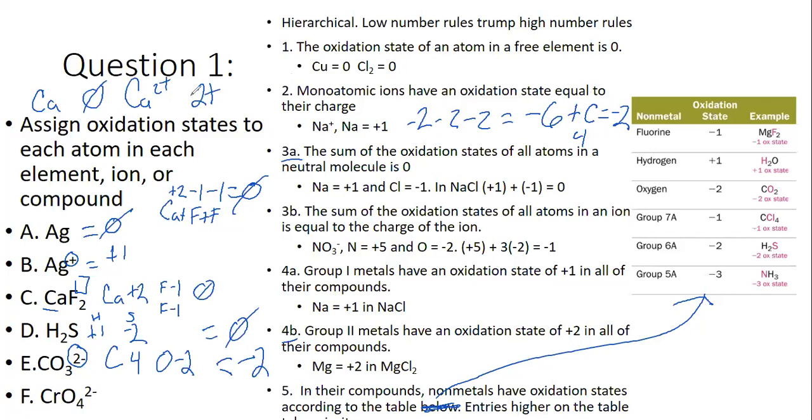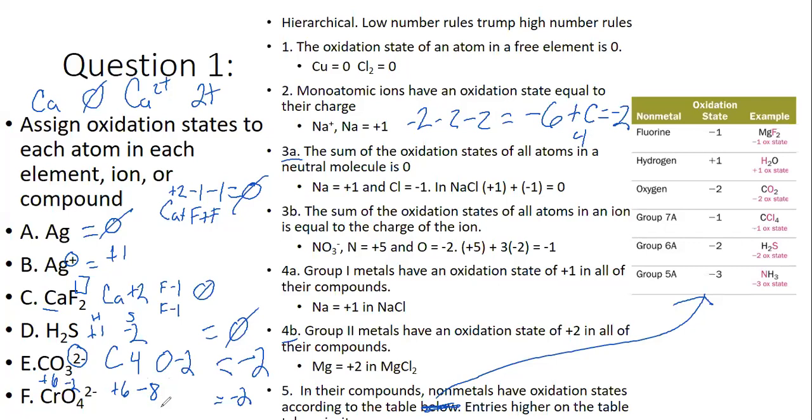With that in mind, now that I showed you E, I'll give everybody a little bit of time for F, then we'll move on to the next idea. So again, for F, it's an ion, so everything has to equal minus two. Oxygen is minus two. If we have four oxygens, that's in total minus eight, which means chromium is plus six, right? So plus six minus eight from all of the oxygens.